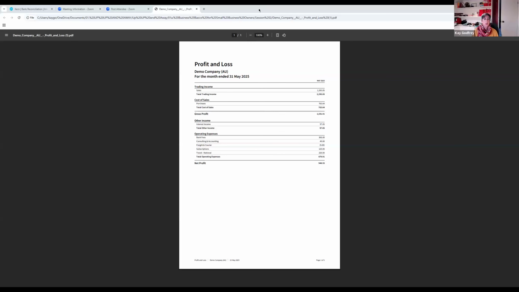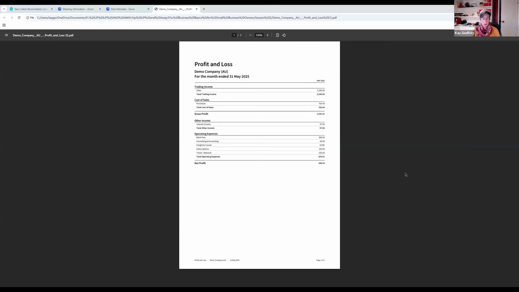And what I'd also like to do here is to show you, and I'll share again, an actual profit and loss statement. Here we go. I need to share my screen again. And share screen. And here you go. This is a profit and loss statement of the demo company, so the figures are not real, but it gives you an idea of what that looks like.